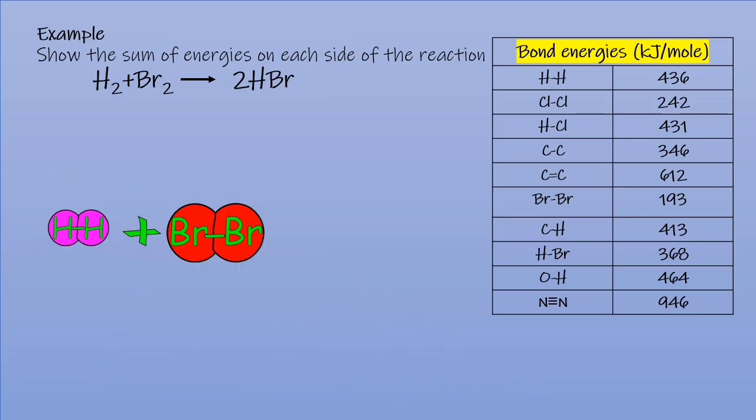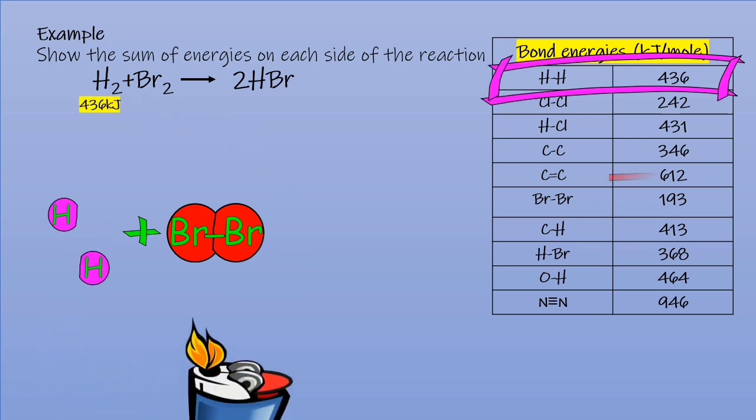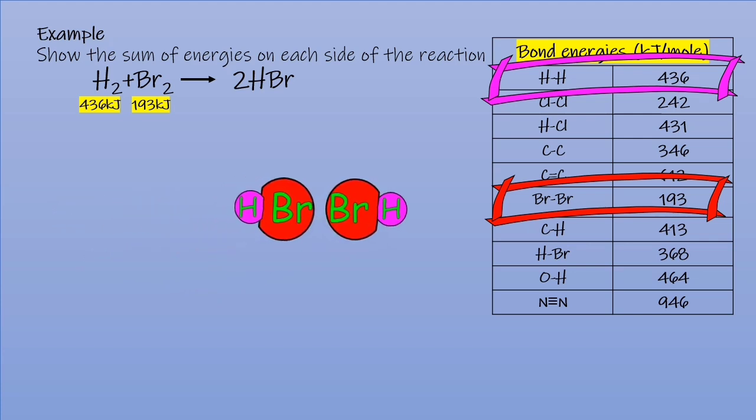Here is an example. Show the sum of energies on each side of the reaction. Let's animate this reaction. To produce hydrogen bromide, the bonds of hydrogen and bromine molecules must first be broken. As you can see, the molecules are broken down. Now, it is time to form hydrogen-bromide bonds.